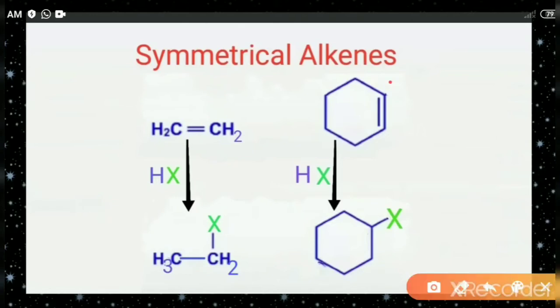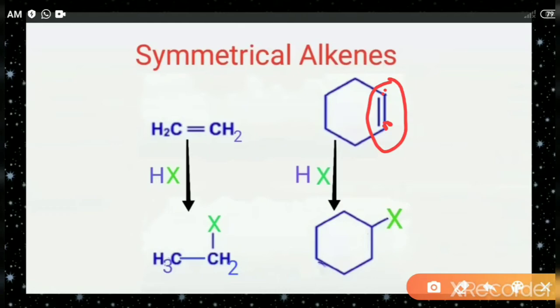In this compound, there is a double bond. These two carbons are our focusing carbons. Here also both the carbons are similar type. They have the same number of hydrogen. And when HX is added, on one of the carbon atoms we need to add H and on the other carbon atom we need to add X.